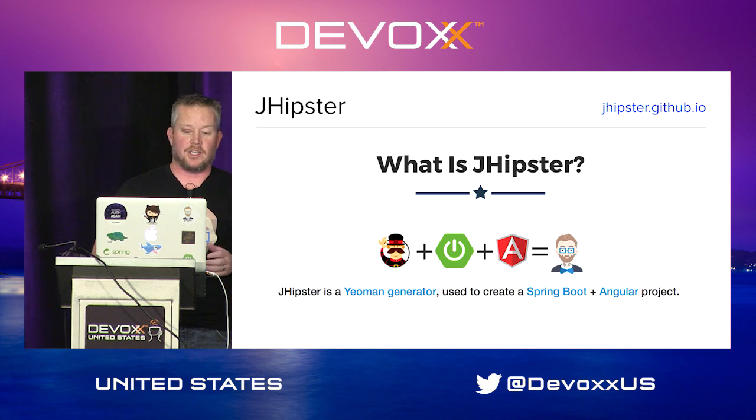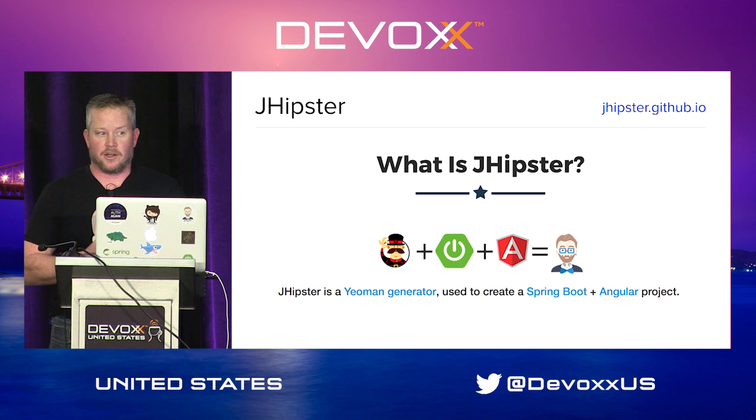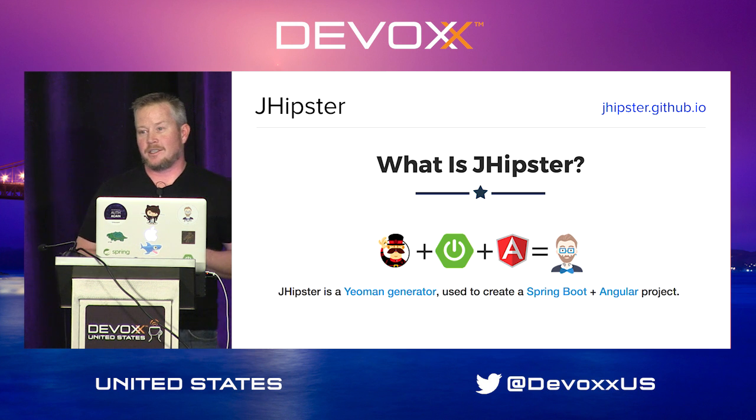So what is JHipster? JHipster is a Yeoman generator. So it generates a project for you, has a Spring Boot backend and an Angular front end. And you can do it with Angular 1 or you can do it with Angular 2. Our Angular 2 support is in beta, which means you might find some bugs. The Angular 1 support has been out for several years, works really well. There's not that many bugs there. But I have used Angular 2 on a couple projects and it works well.